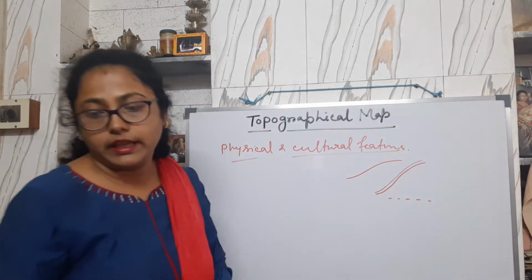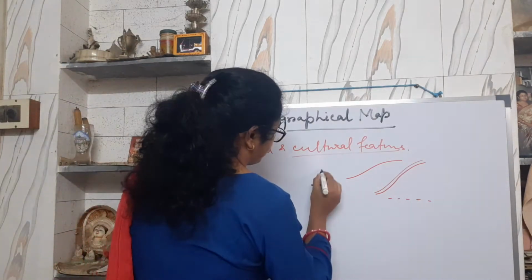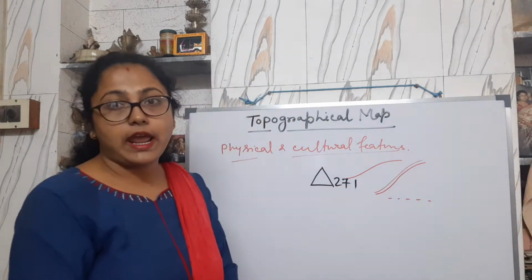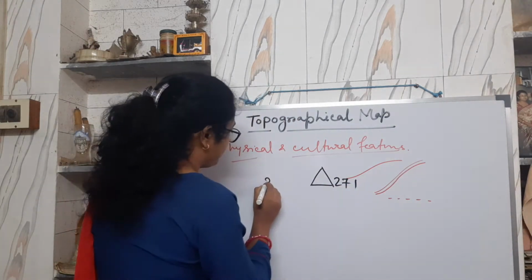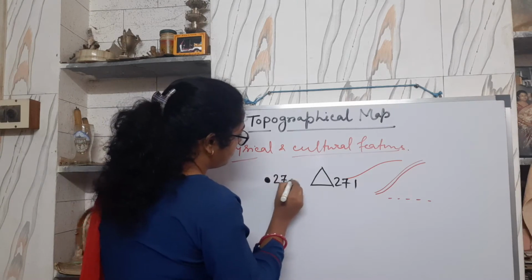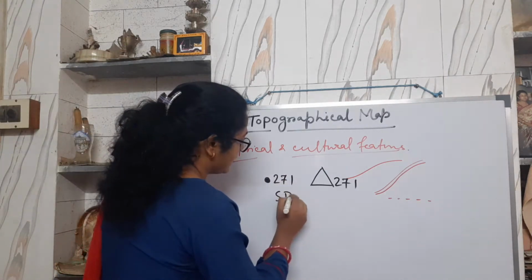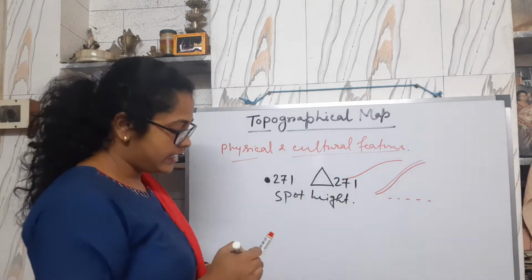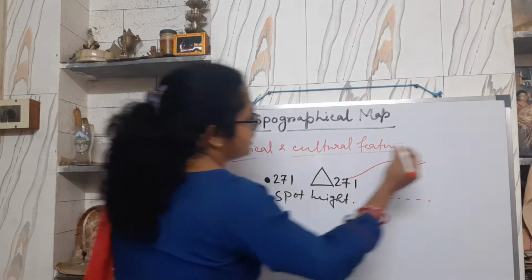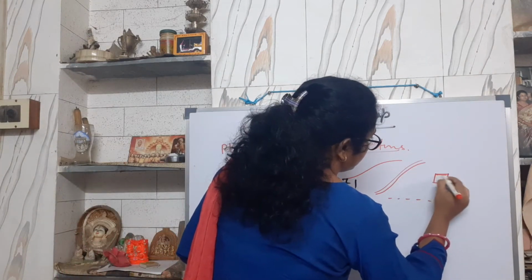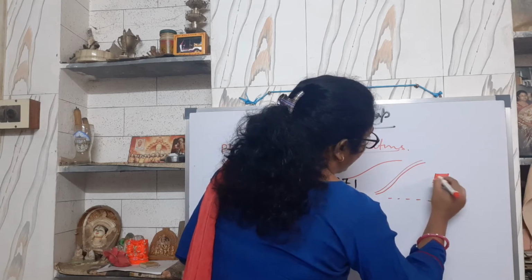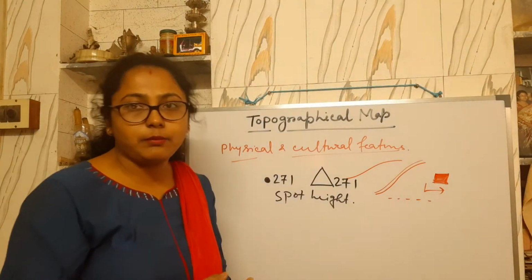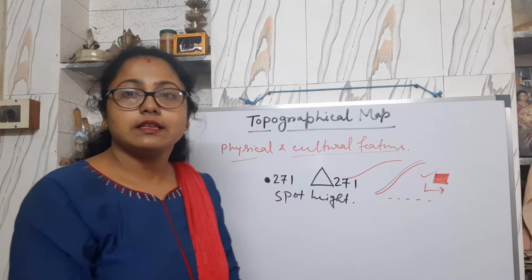These are the different conventional symbols. Another conventional symbol I can show you is called the triangulated height. Then suppose a black dot followed by a number. This is called the spot height. Then suppose this type of feature, the squares filled with red color. These are known as permanent settlement.